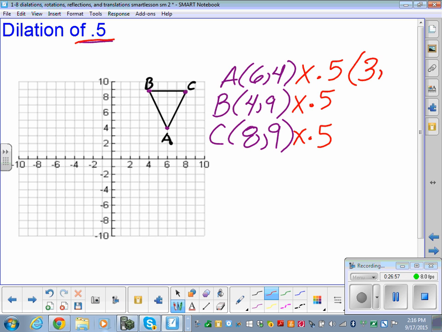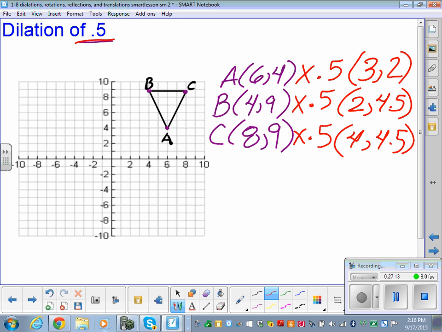And then what's 4 times 0.5? 2. So 3, 2. And 4 times 0.5 is 2, and 9 times 0.5 is 4.5. 4.5. 8 is 4, and then 4.5. Okay. Look how I graph decimals, guys.